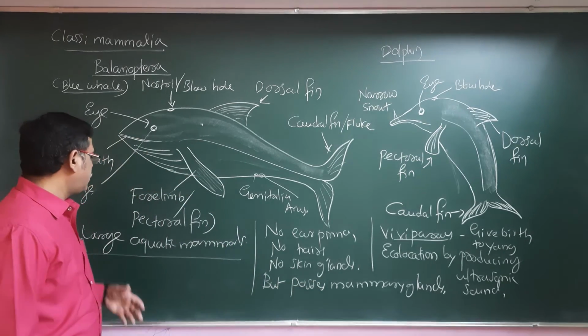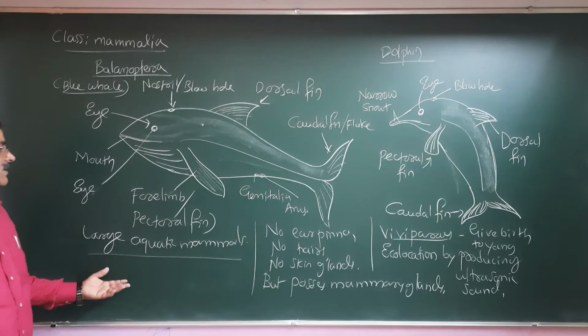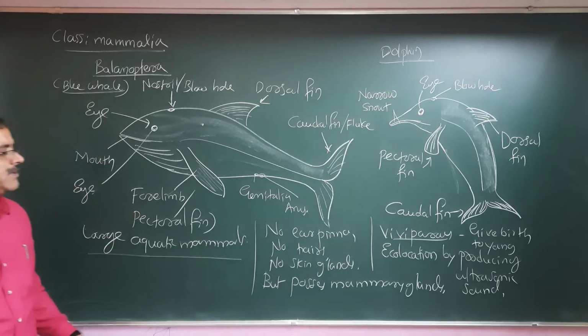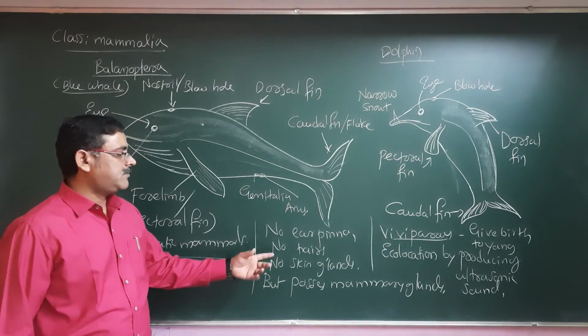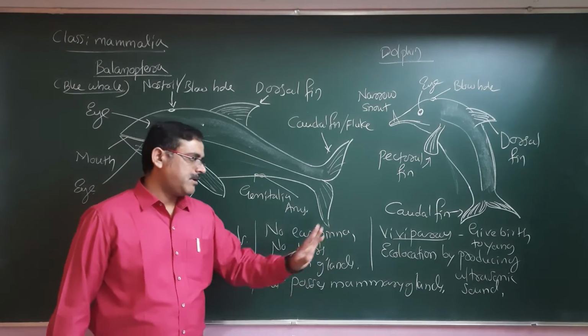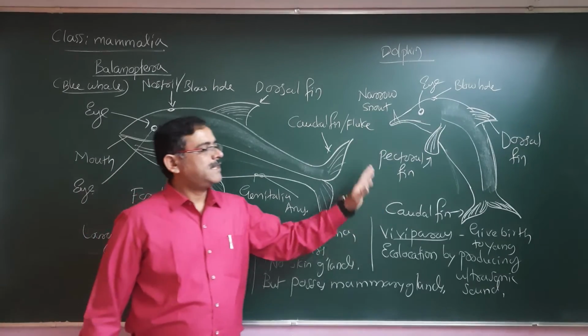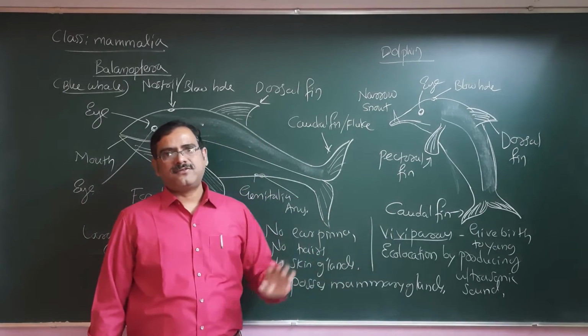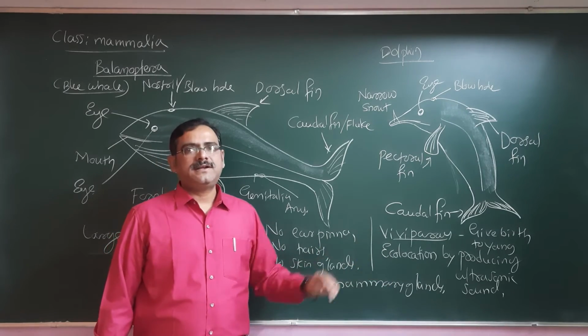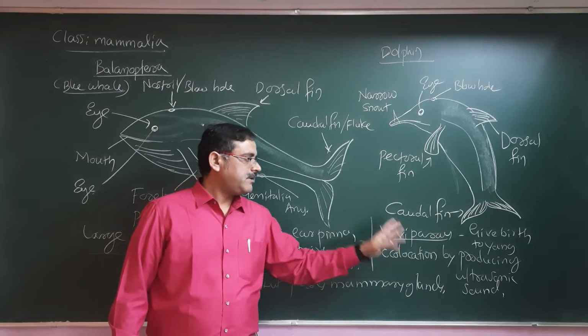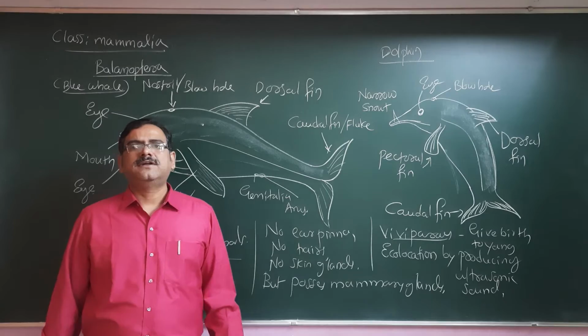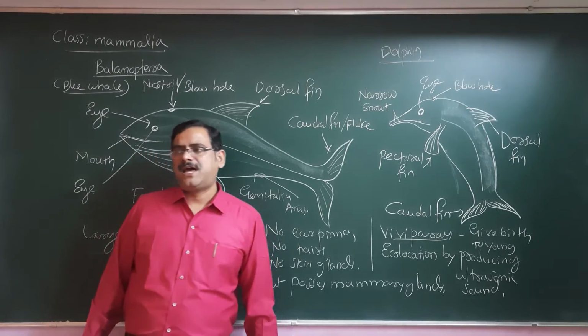So thus looking into the peculiar features, yes, largest aquatic mammal, no ear pinna, no hairs, no skin glands, but possess mammary glands. And then they are viviparous, means they give birth to the young one. They are the placental mammals. They are having echolocation. All these make them very special as such.